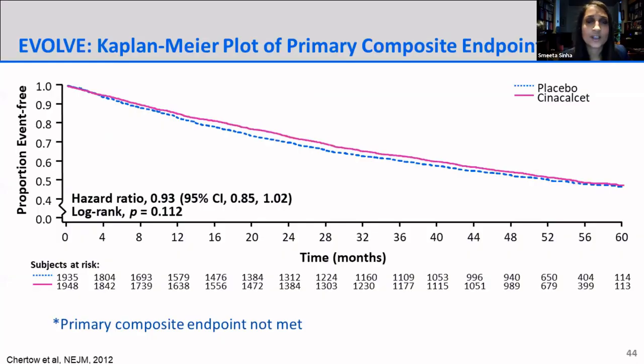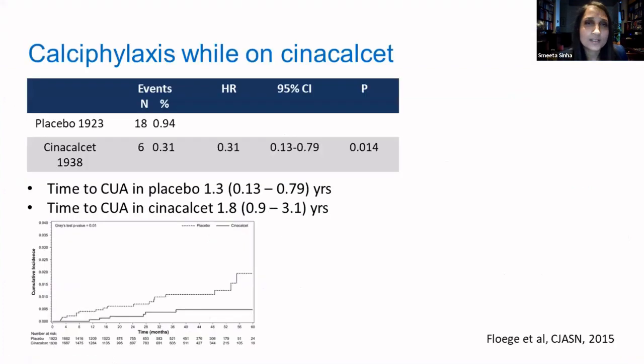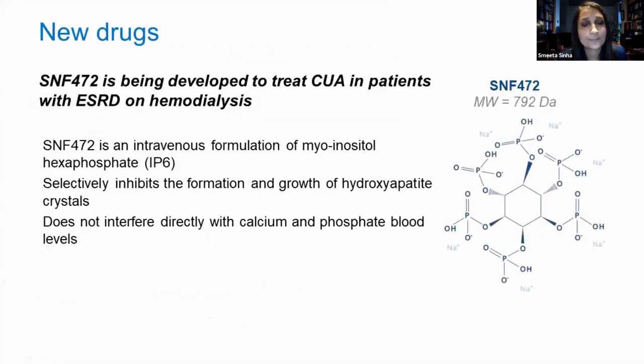If we're going to look at randomized controlled trial data, if you look at Evolve, so you will all know Evolve didn't meet its primary endpoint. There was a lot of crossover with commercial cinacalcet being used. So it didn't meet that endpoint, but a sub-study was published which looked at what happened to calciphylaxis. Now the numbers are small, but there were fewer cases of calciphylaxis in the cinacalcet arm than there were in the placebo arm. So, just a signal there that there might be something we can do.